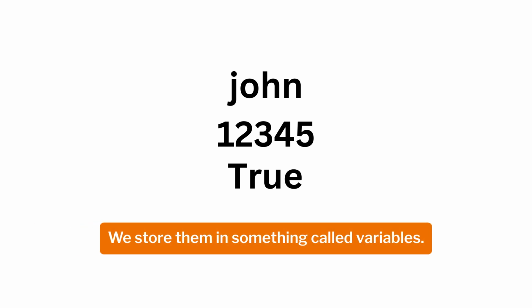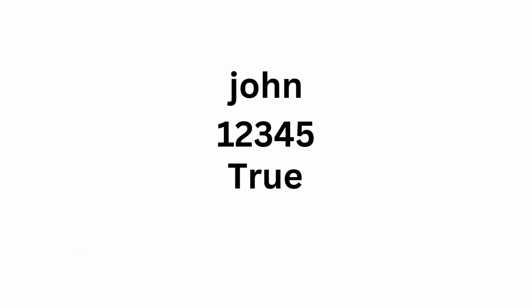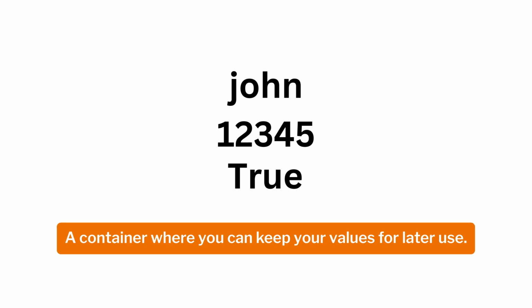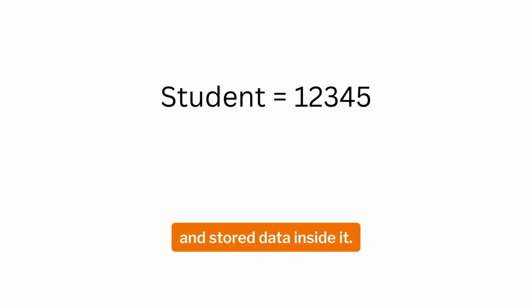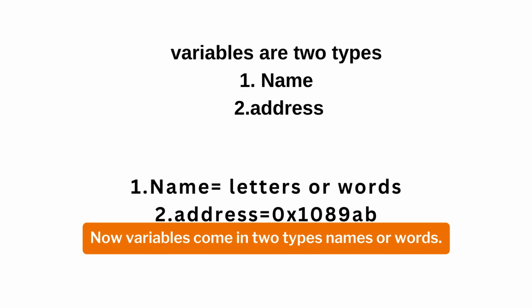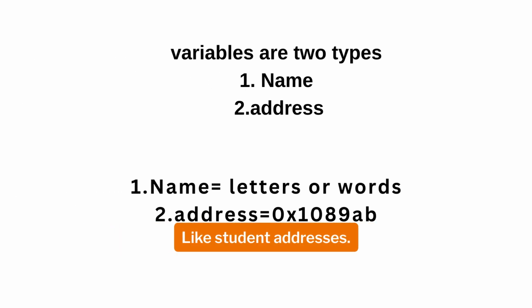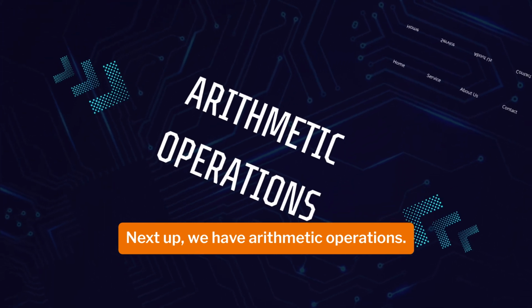We store them in something called variables. Think of a variable as a temporary storage space, a container where you can keep your values for later use. Let's say we create a variable called student and store data inside it. Simple, right? Now, variables come in two types: names or words, like student, and addresses, like 0x1089ab.